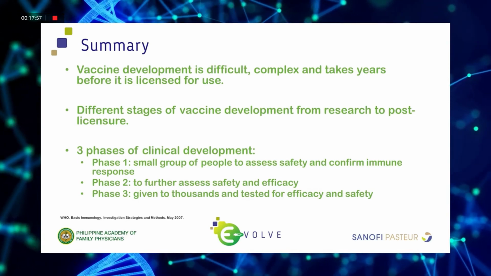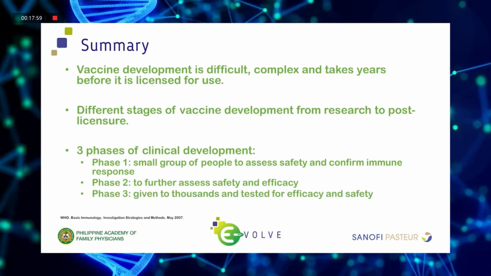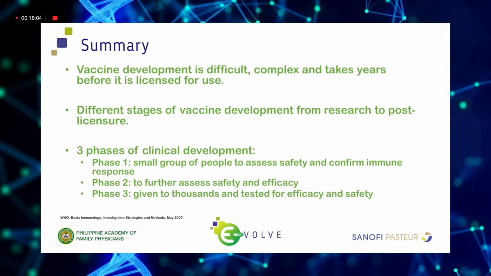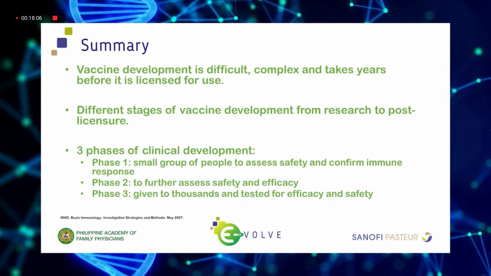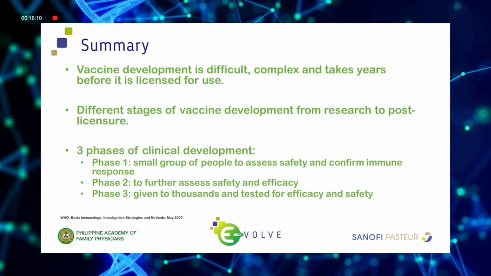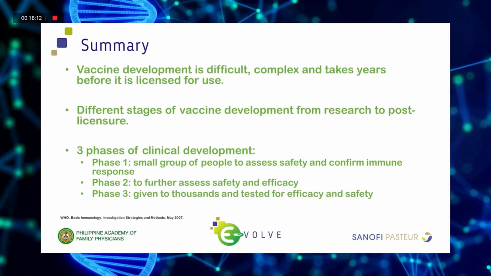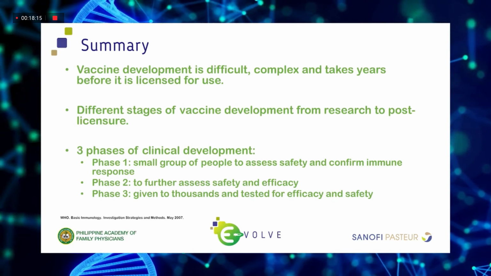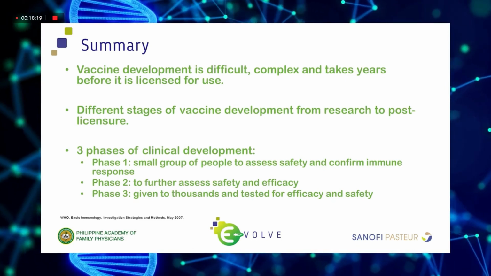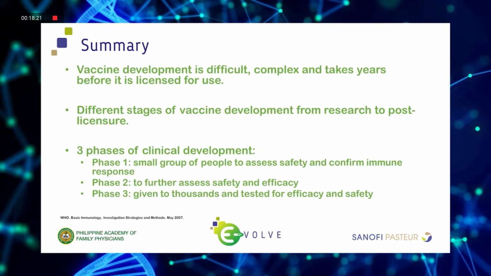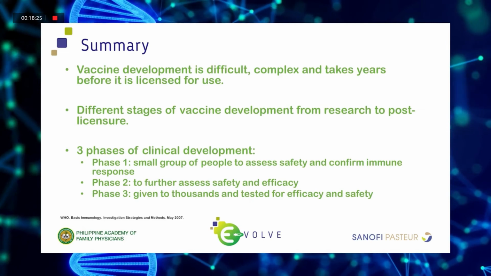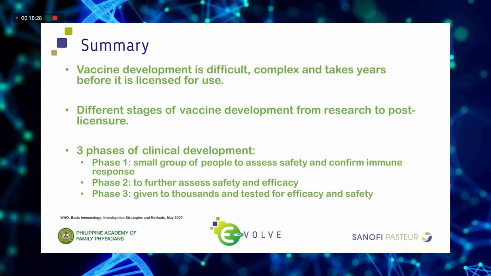During phase 1, small groups of people receive the trial vaccine to assess its safety, confirm it generates an immune response, and determine the right dosage. In phase 2, the clinical study is expanded and the vaccine is given to people who have characteristics such as age and physical health similar to those for whom the new vaccine is intended, in order to further assess its safety and ability to generate an immune response.